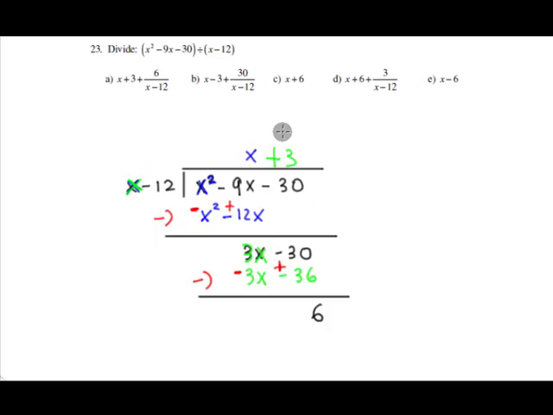So this is the quotient, and this is my remainder. So now to write it properly, we will have x plus 3, your answer. Okay, 6 is a positive 6, so we have to go plus 6 over, when it's a remainder, it's over the divisor all the time. So it's over x minus 12. So when we compare the answer, the correct one would be A. And this is question 23.